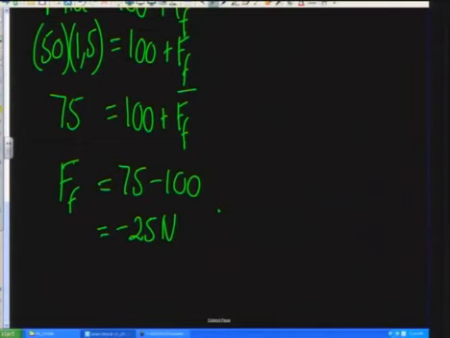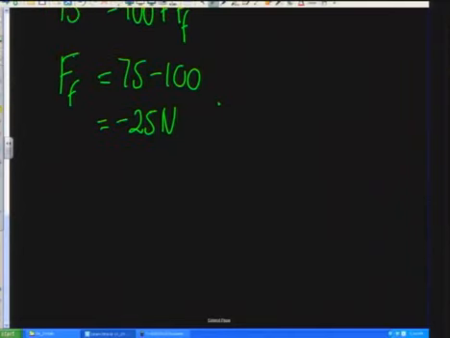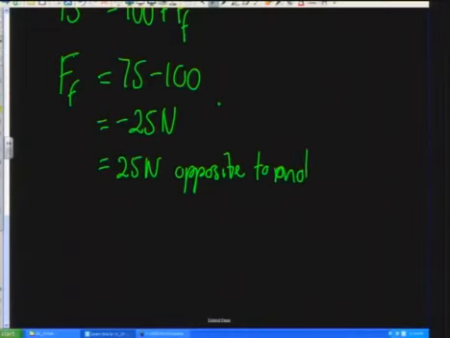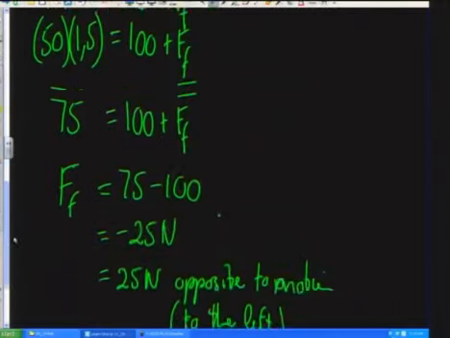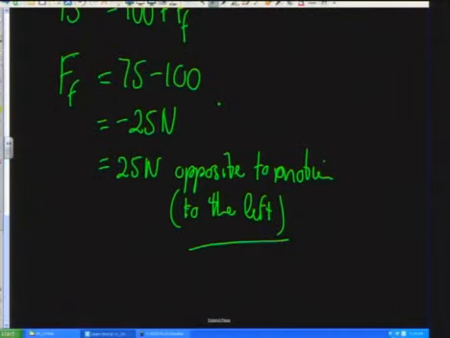Now, you can't leave your answer like that. You've got to say that it is equal to 25 newtons opposing the motion, opposite to the motion. Or you can even say 25 to the left. It's better to say opposite, because we might not have this exact diagram, you might have had to draw the diagram. So I prefer to say in the opposite direction to the motion. It just means it's more general and it's safer to put as the answer.